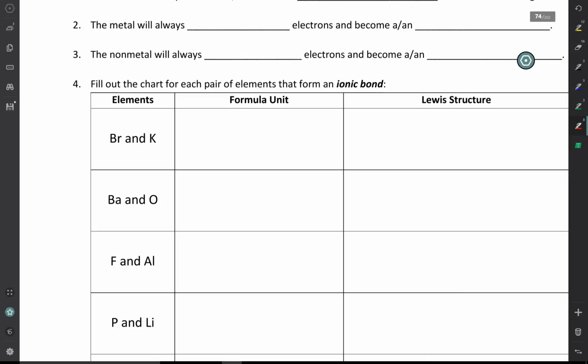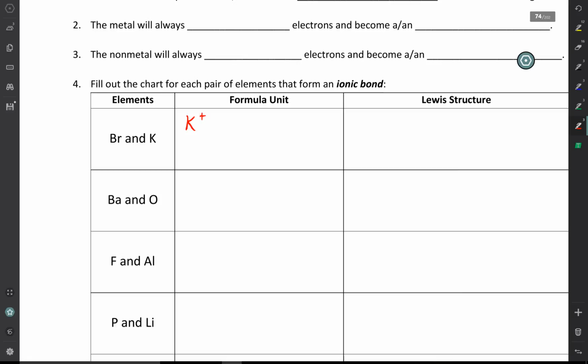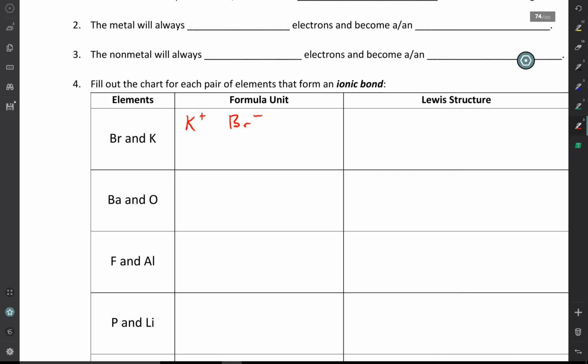So let's take a look at these 4 practice problems in your workbook. First thing you want to do is make sure that an ionic bond is going to form. So I've got Br, which is bromine, and K, which is potassium. Bromine is a nonmetal, potassium is a metal, so this is definitely going to form an ionic compound. Potassium is going to turn into a +1 ion because it's a group 1 metal, and will lose 1 electron. Bromine is going to turn into a Br- ion, the bromide ion. It's a halogen, so it will gain 1 electron.